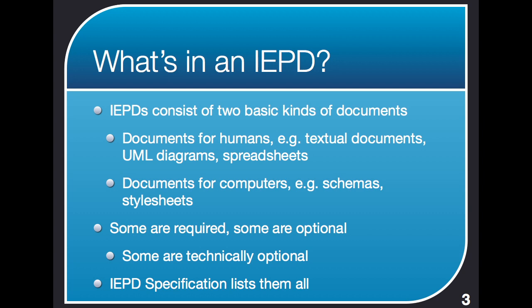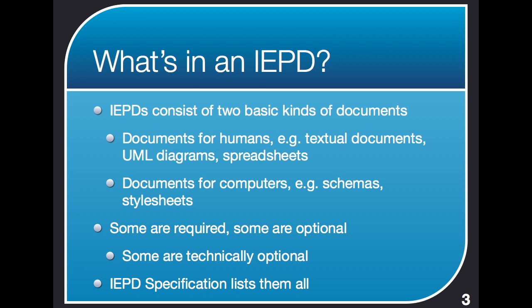Then there are documents for computers to consume, and that would be schemas themselves, and there's a whole other presentation about the various schemas that go into an IEPD. Instance documents that validate against the schemas that define the exchange, style sheets to make those instance documents look pretty. So there's a lot of different documents that are there for computer use as well. Some of these documents are required, and some of them are optional, and some of them are technically optional, but in the real world are almost always there.